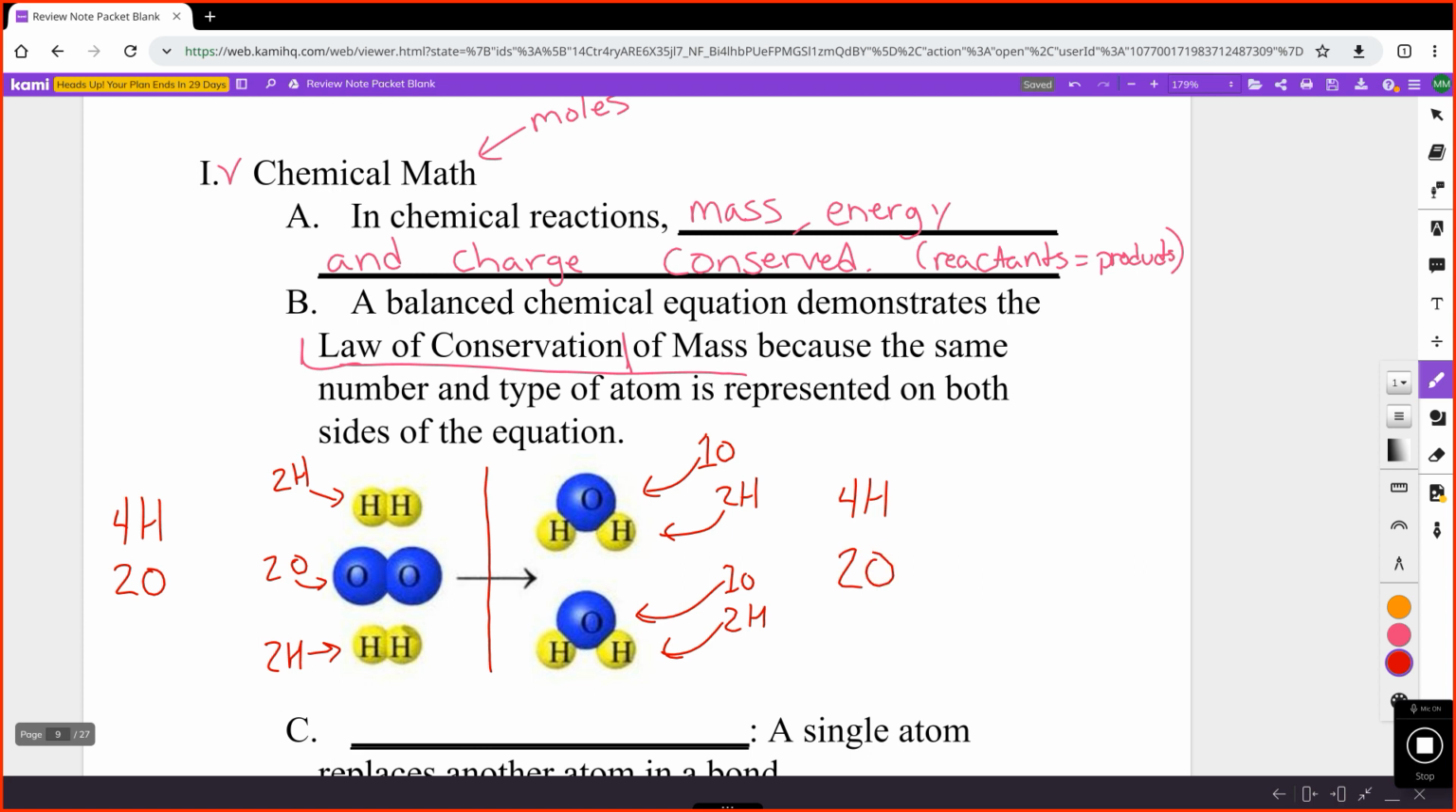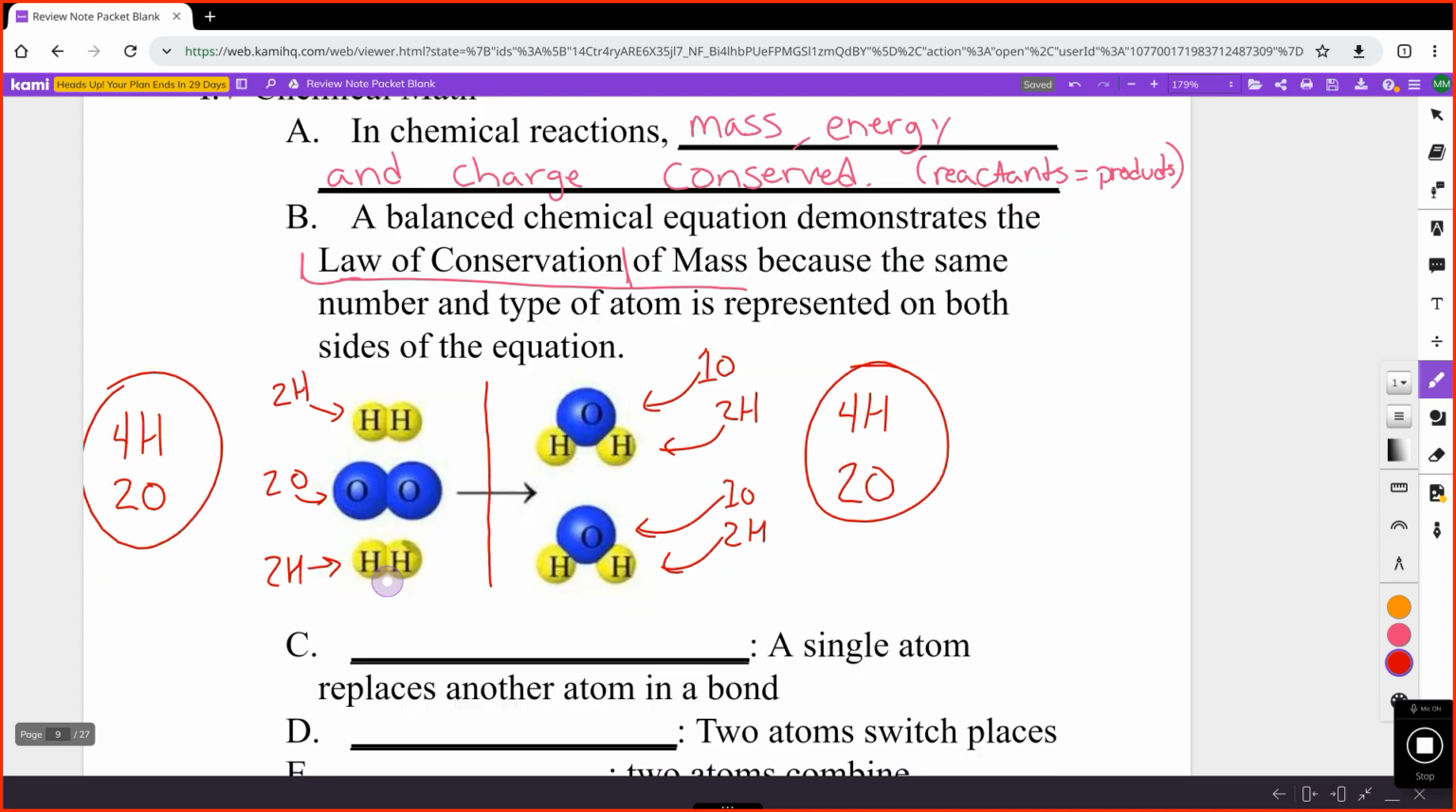So we have completely different things. We have hydrogen gas and oxygen gas on the reactant side. We have 2 molecules of water on the right side, but we didn't change the ingredients from the start to the finish. Okay, and this is the law of conservation of mass.